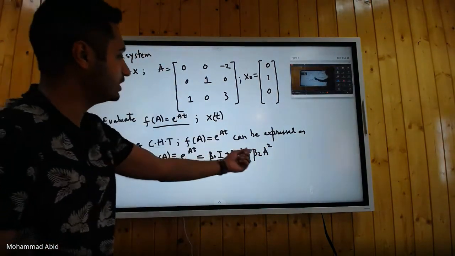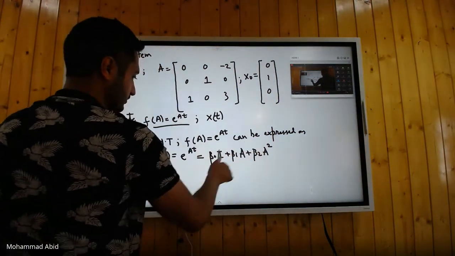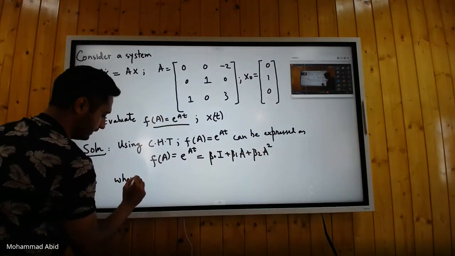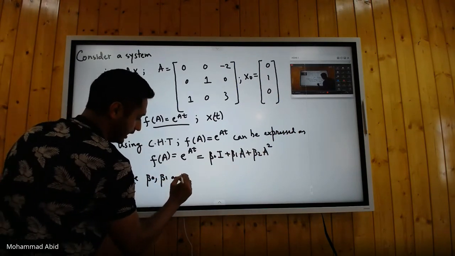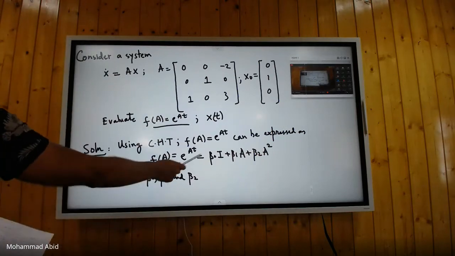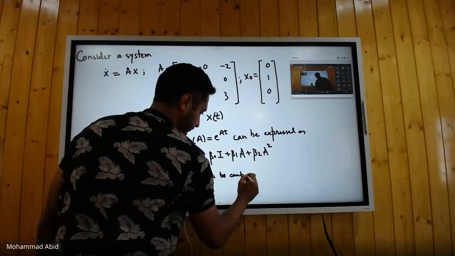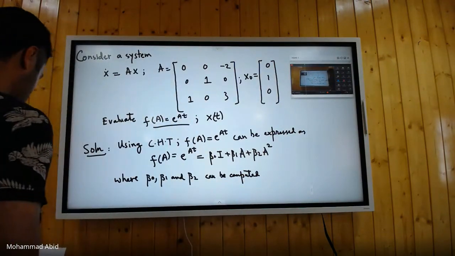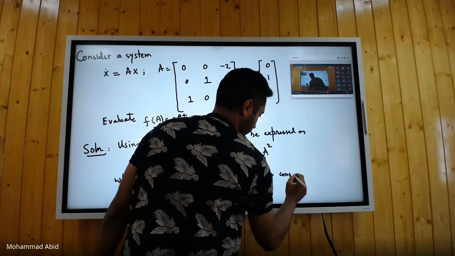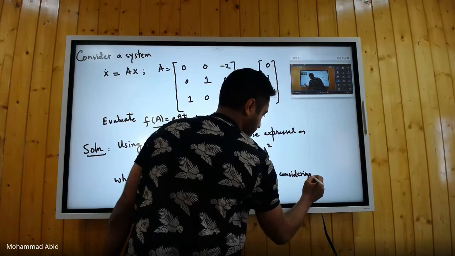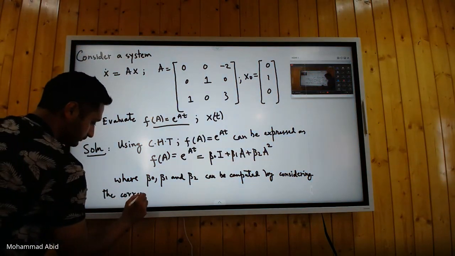यहाँ पे ऑर्डर 3 था, तो यहाँ पे स्क्वायर तक हमें स्टॉप करना है। सो ये आपकी इक्वेशन है using Caley-Hamilton थ्योरम, where बीटा नॉट, बीटा 1 and beta 2 coefficients हैं, they can be computed by considering the corresponding scalar equation, isn't it?